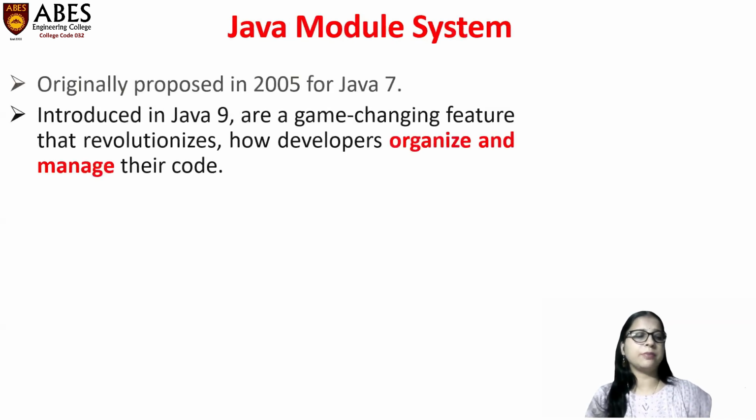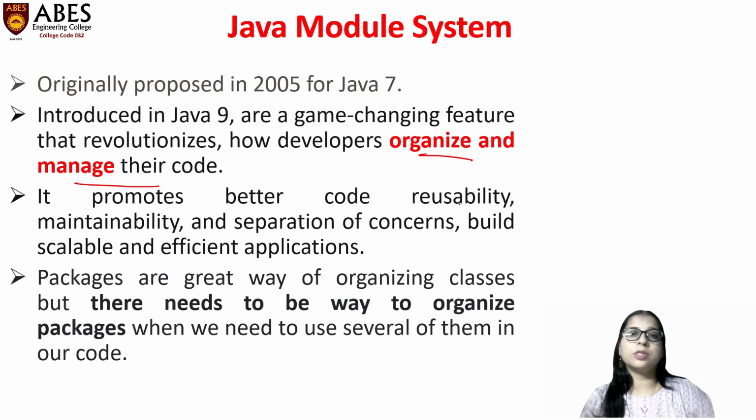So the Java module system was introduced in Java 7, and further it was also included and became a game-changing feature that helped developers in organizing and managing their code. It also promotes code reusability. Once code is built in the form of a module, it can be used or imported in any other program or project. So it helps in maintainability, also in separation of concerns, building scalable and efficient applications.